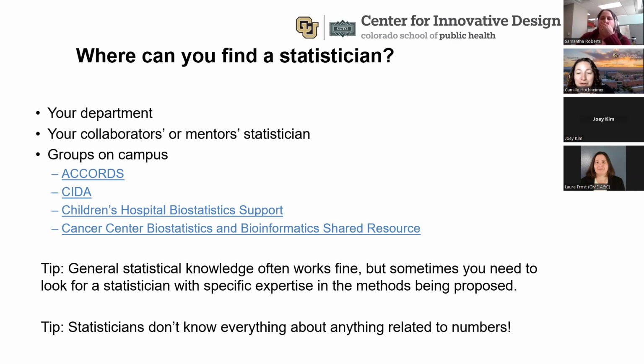And just a reminder that we don't know everything about anything that is related to numbers. We do love numbers, but we don't know all of the answers and all the methods all the time.